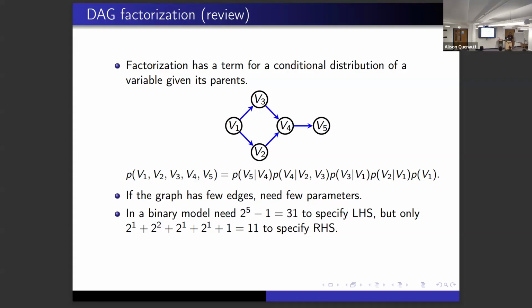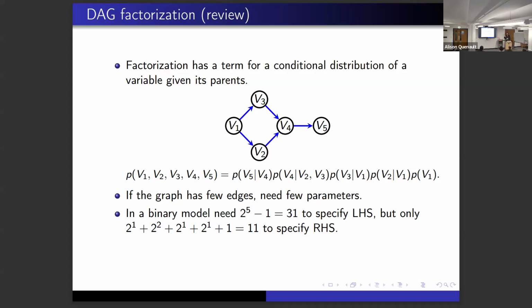So in the binary model in the picture, I need 31 parameters to specify it if it has no restrictions on the left-hand side, because there are 5 binary variables, so you need 2 to the 5, which is 32, minus 1. If I count how many I need to specify the so-called Markov factors, so variable given its parents, on the right-hand side, it's actually 11. So 31 versus 11 is not so impressive, but you could imagine that if my graph has millions of nodes, that starts being important. These are the kinds of savings you can get if I have a lot of missing edges.